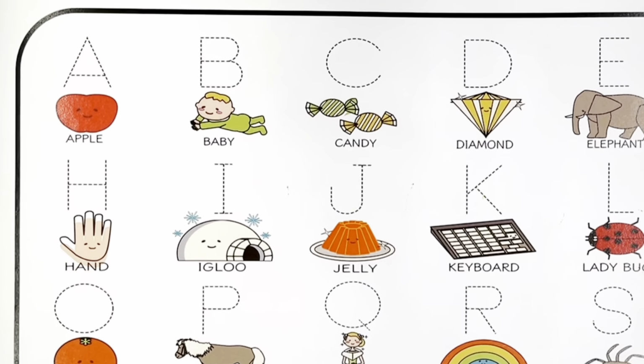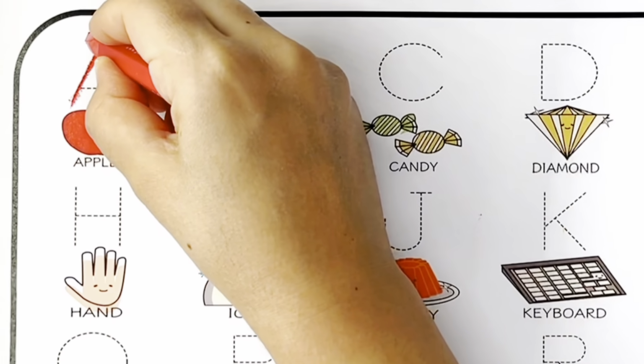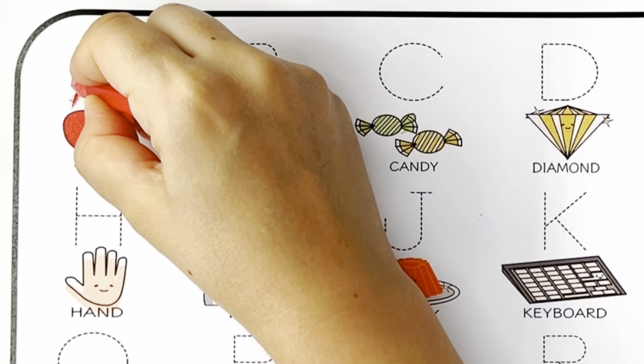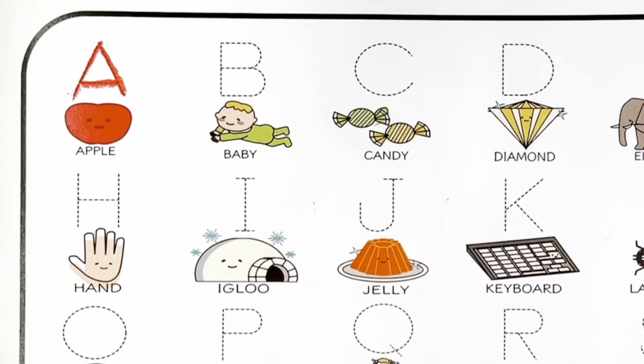Now, let's learn the letters. A. A is for apple.